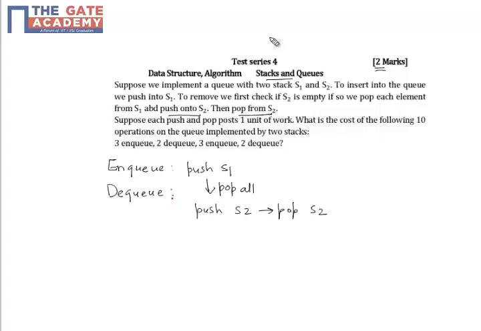Okay, so to perform an NQ operation, I'll perform a push operation on S1. To perform a DQ operation, I'll perform operations on S2. Now suppose each push and pop takes 1 unit of work. What is the cost of the following 10 operations on the queue implemented by two stacks? These are the set of operations which are given to us, and we want to find the units of work which we are doing.